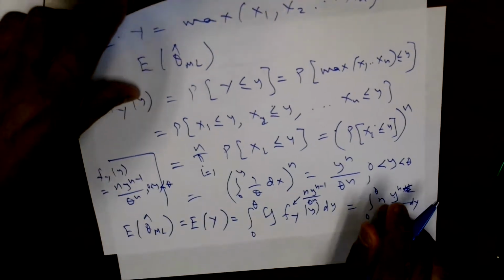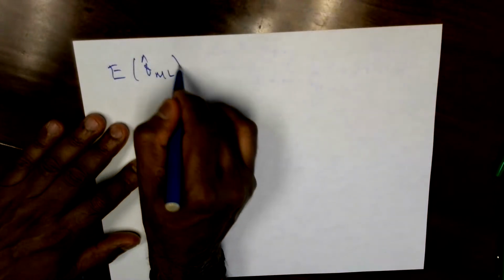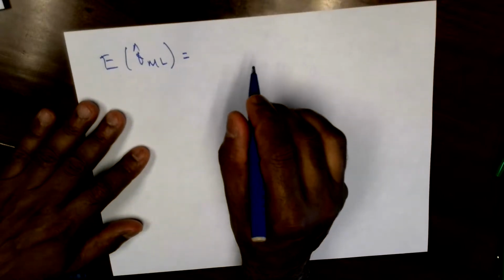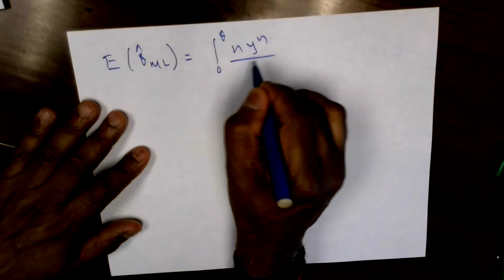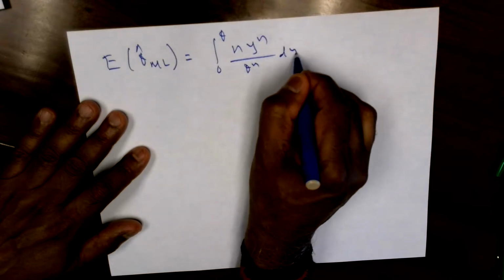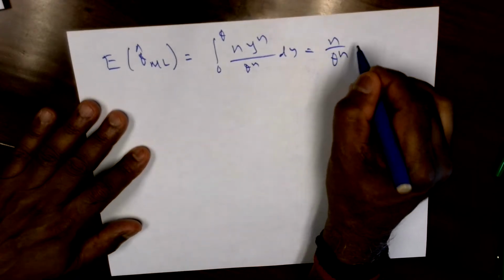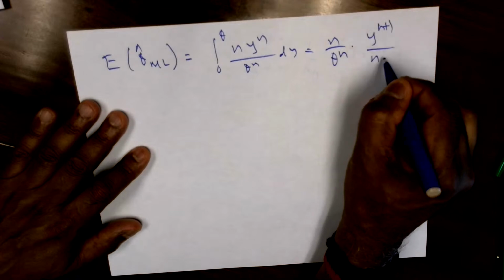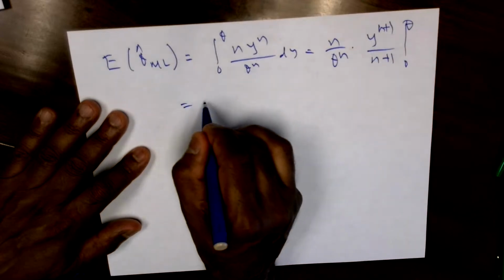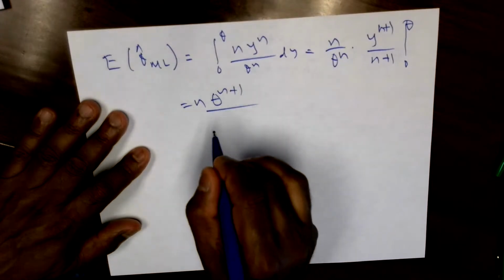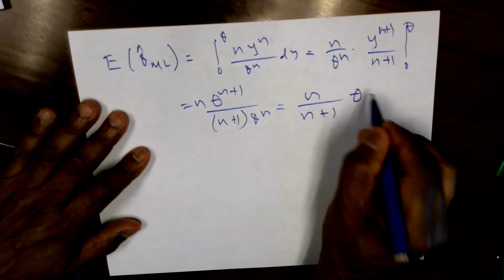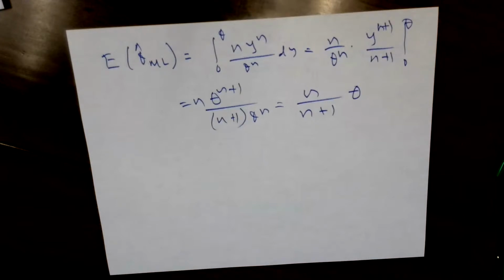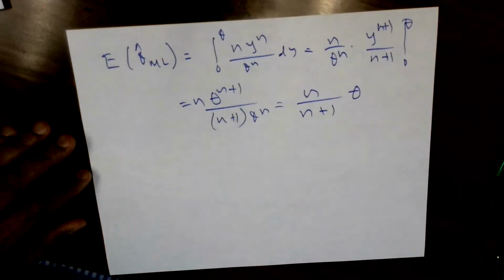So when you substitute that, the expected value of theta hat ML turns out to be the integral from 0 to theta of n y^n over theta^n dy. So that's n over theta^n times y^(n+1) over n plus 1, from 0 to theta. So that's theta^(n+1) over (n+1) theta^n. So this turns out to be n over n plus 1 times theta. So it's certainly not equal to theta. So it's not an unbiased estimator.